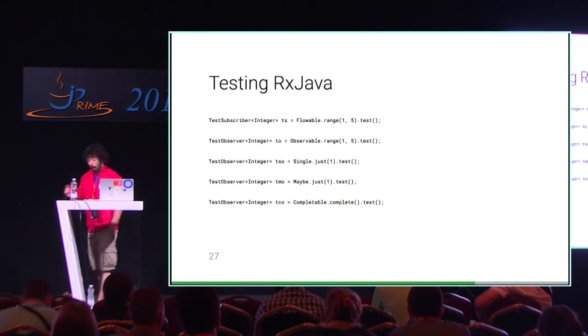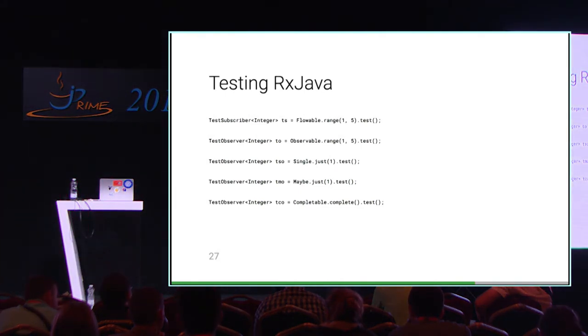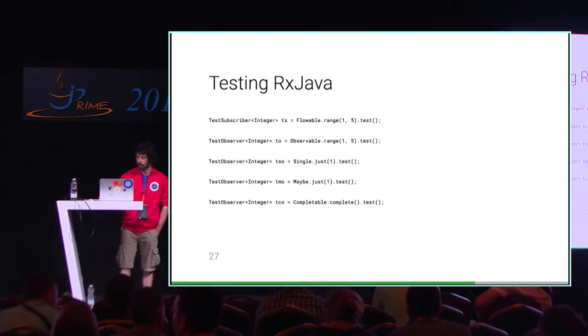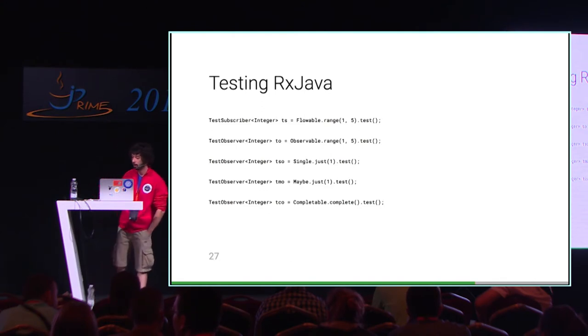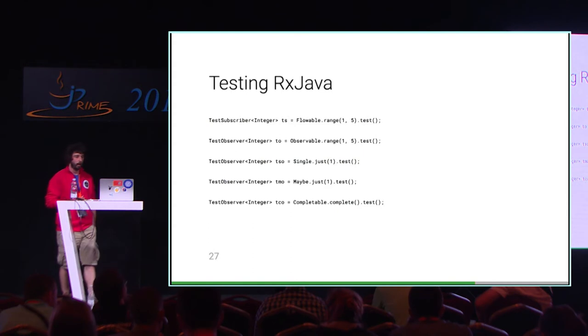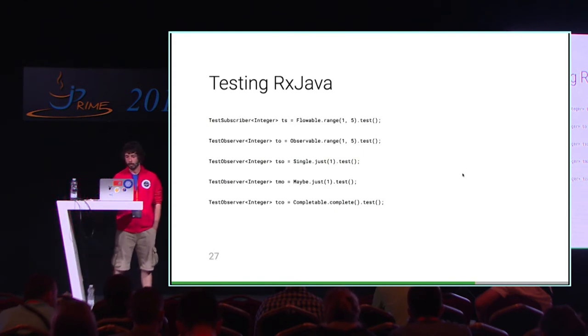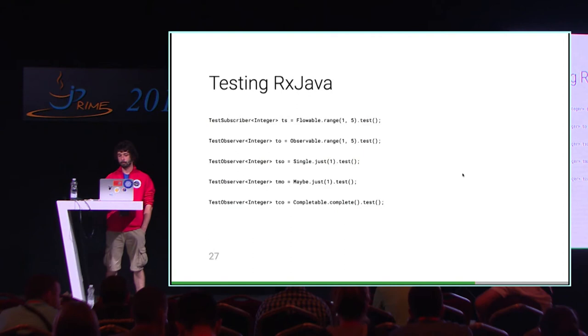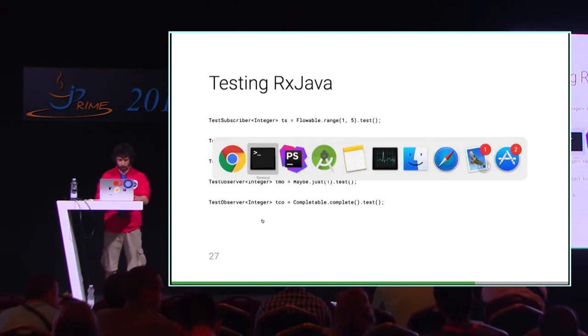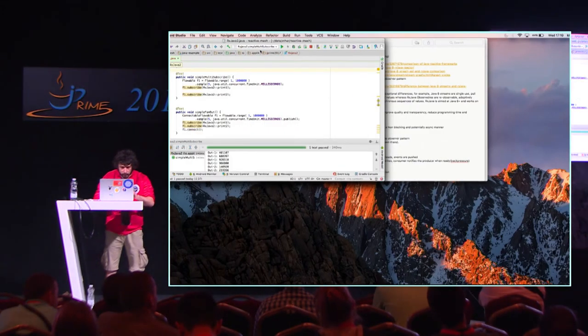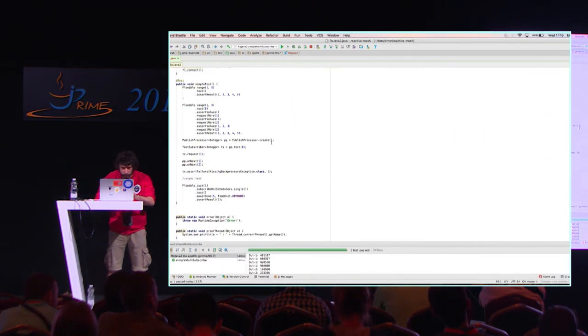So I was saying that it is very difficult to test code with latches. It is indeed difficult, but in RxJava, for example, and also in the Reactor library, there are very handy test options to test those flows. I will show fast here an example. Is it readable a little bit?